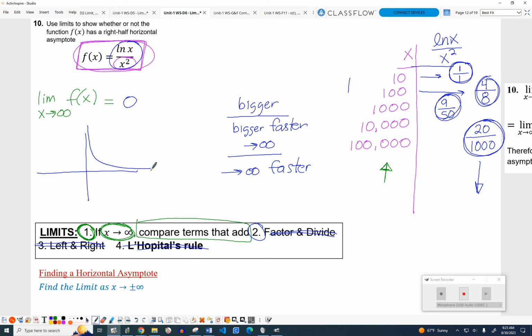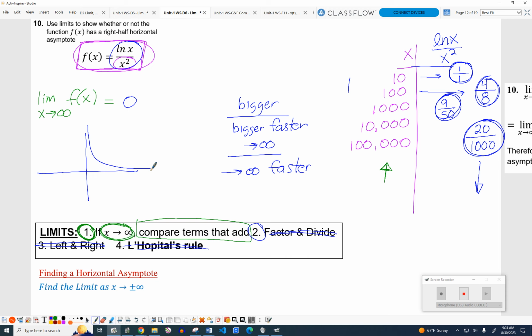So if the bottom is growing so much faster, why can't you just think of it as 1 over x squared? It will have the same result, but it's not mathematically correct to think of it that way, because the top actually is growing. Good question. So does this have both a vertical and horizontal asymptote? It would have a vertical asymptote for sure at x equals 0. And it has a horizontal asymptote of y equals 0.